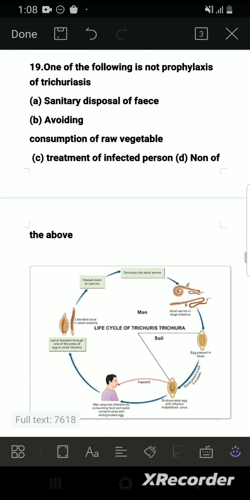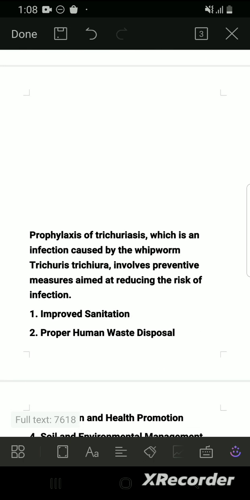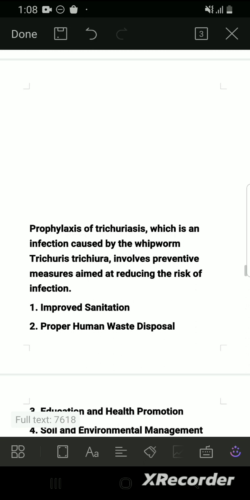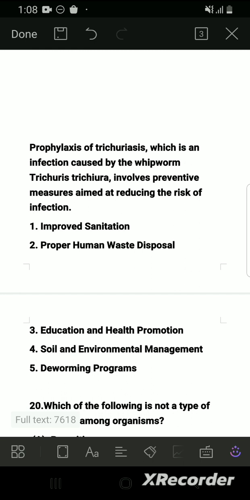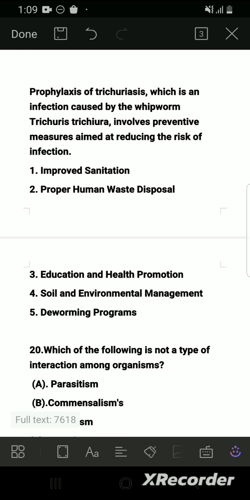So number 19 says one of the following is not a prophylaxis of trichuriasis. So I'll start by explaining the meaning of prophylaxis. Prophylaxis of trichuriasis, which is an infection caused by the whipworm, Trichuris trichiura, involves preventive measures aimed at reducing the risk of infection. So the ways we can avoid ourselves from being contaminated by this Trichuris trichiura is by improving our sanitation, proper human waste disposal, education and health promotion, soil and environmental management, and deworming programs.